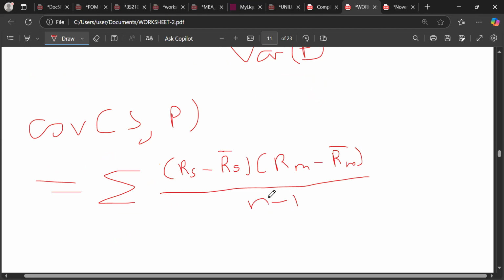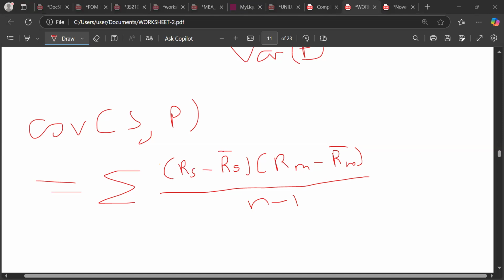This is our covariance formula. Any questions regarding the formula? Are we all comfortable with the formula? Yes. Okay, great. So at this point now, we then tabulate the information.